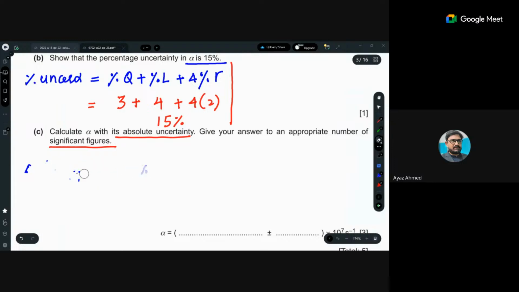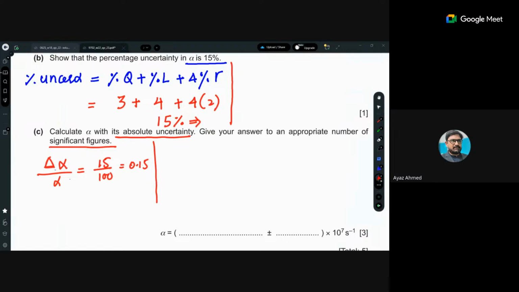There are two ways to write this. Fractional uncertainty is basically delta alpha divided by alpha. If I say this is 15%, that will be 15 divided by 100, so it would be 0.15. From here it would be very easy for me to handle this question: delta alpha is basically 0.15 times the value of alpha, or in other words, delta alpha is equal to 15% of the value of alpha.